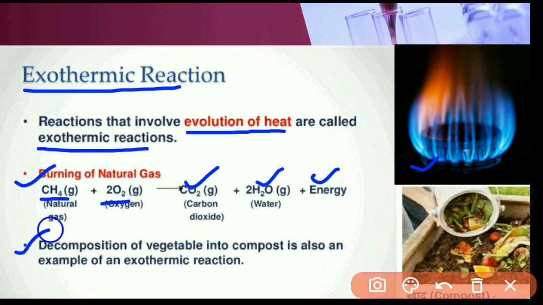Next example, decomposition of vegetable matter into compost is also an example of an exothermic reaction. When the waste material of vegetables decomposes, the carbon present in the waste material oxidizes, and that oxidation reaction produces heat energy. So it is also an exothermic reaction.